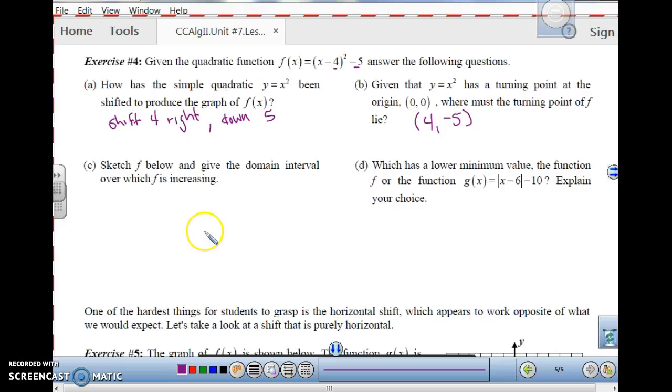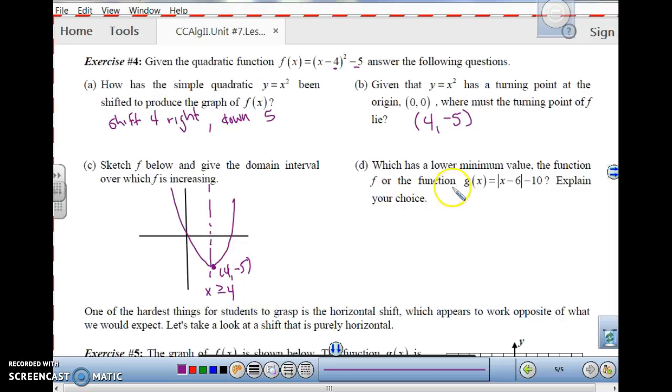So if we sketched f below and give the domain over which it's increasing. All right. So if I graph my parabola, its vertex is going to be at 4, -5, which should be about there. And it's going to be pointing up. It's going to look something like this. Here's my vertex at 4, -5, and it will be increasing starting here going over. So it's going to be increasing for x greater than or equal to 4.